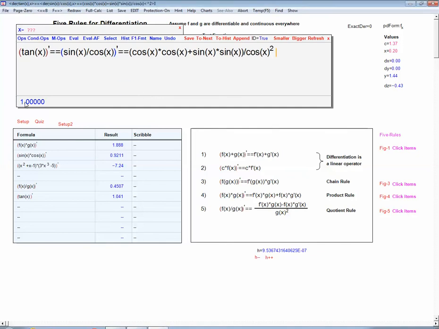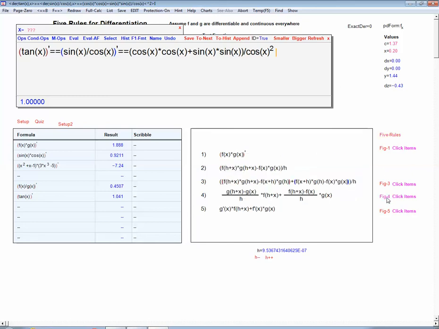And this can be simplified. Let me see if I can simplify it. We may need a trigonometric identity here that I haven't gone through yet. But let's wait on that. We're missing one trigonometric identity, but we can simplify this thing a little further. All right, well, let's get to the proof of the product rule and then the quotient rule.